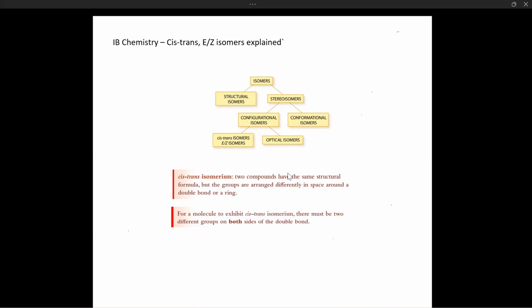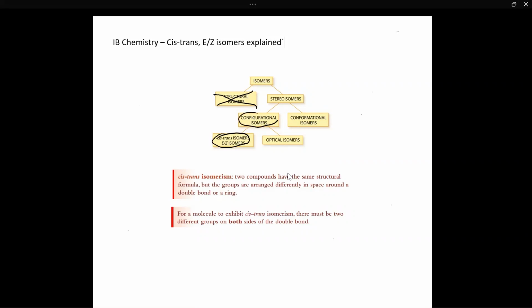In this video, we're going to be taking a look at cis-trans and E-Z isomers. In the last video, I covered structural isomers, so I'm not going to be looking at those today. I'm going to be looking at cis and trans isomers over here, and these are a type of configurational isomers, which is a type of stereoisomers.